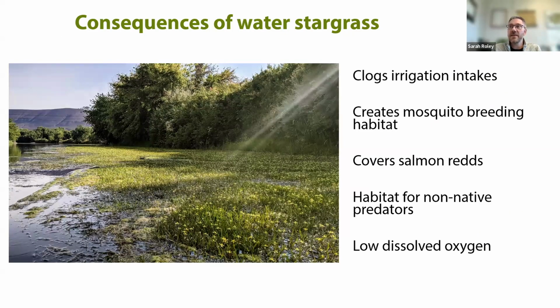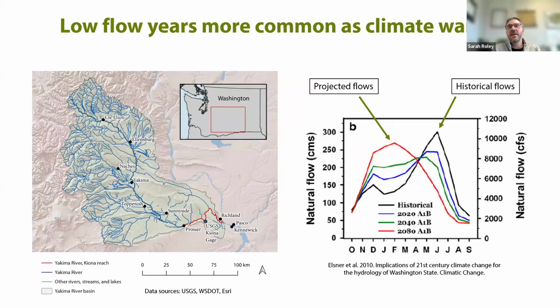As I mentioned, it covers up salmon redds. It also can create habitat for non-native predators. So non-native fish like smallmouth bass might be able to hide out in it and pick off juvenile salmon in the early season as they come downstream. And also what I'm going to focus on here is that it creates really low dissolved oxygen concentrations, which are a serious problem.